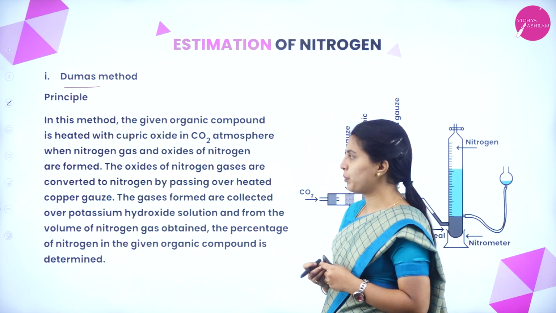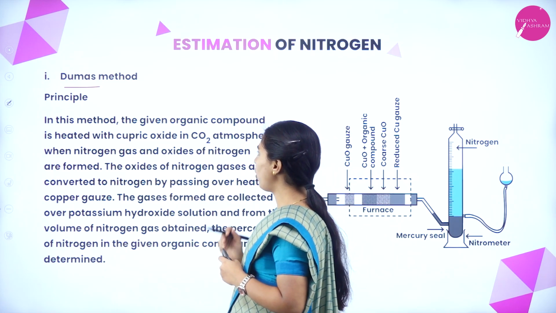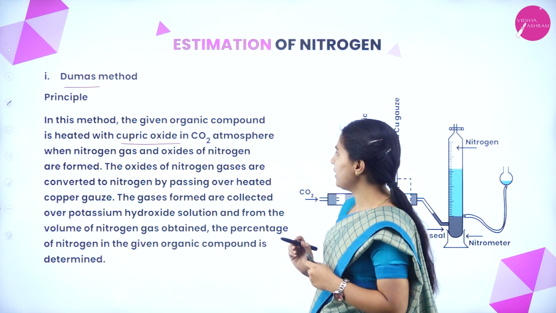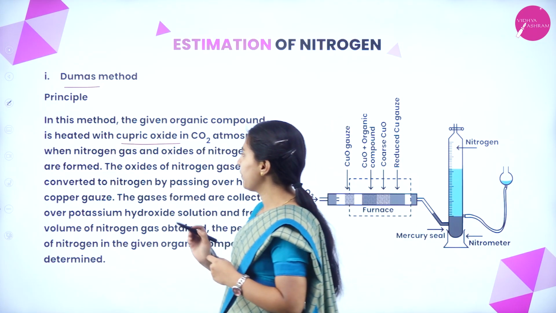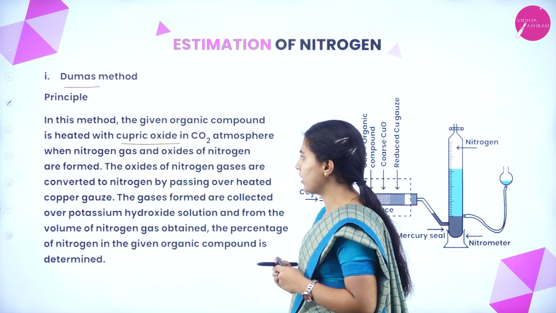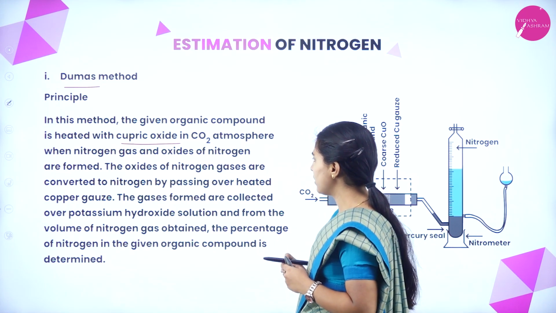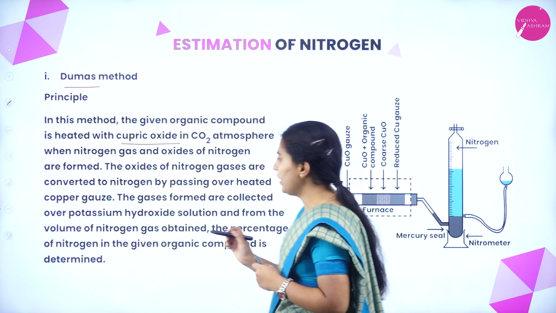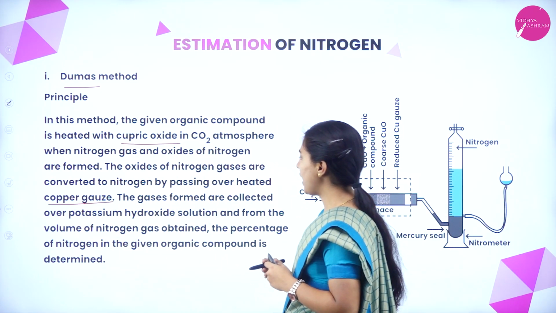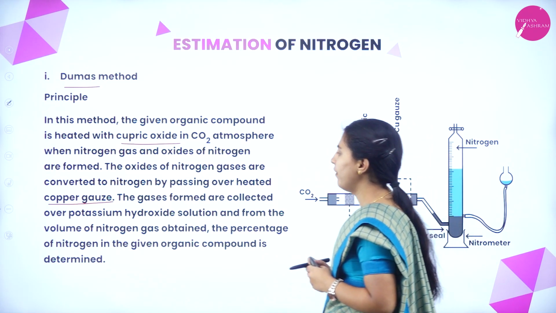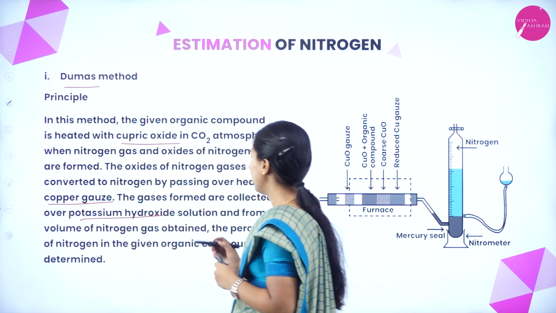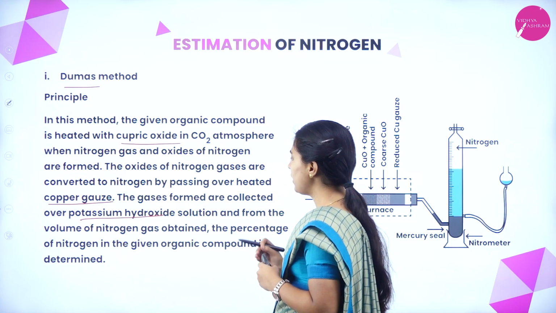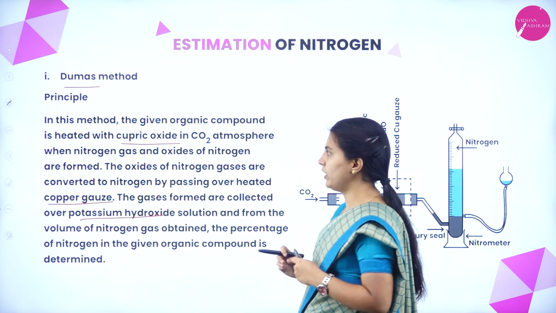What is the principle of this method? In this method, the given organic compound is heated with cupric oxide in a CO2, that is carbon dioxide, atmosphere, when nitrogen gas and oxides of nitrogen are formed. The oxides of nitrogen are converted to nitrogen by passing over heated copper gauze. The gases formed are collected over potassium hydroxide solution, and from the volume of nitrogen gas obtained, the percentage of nitrogen in the given organic compound is determined.